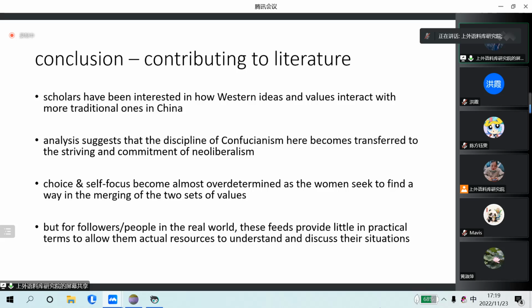Scholars have been interested in how Western ideas and values interact with more traditional ones in China. The analysis suggests that the discipline of Confucianism here becomes transferred to the striving and commitment of neoliberalism. So what is this? This is typical for this struggle, right?